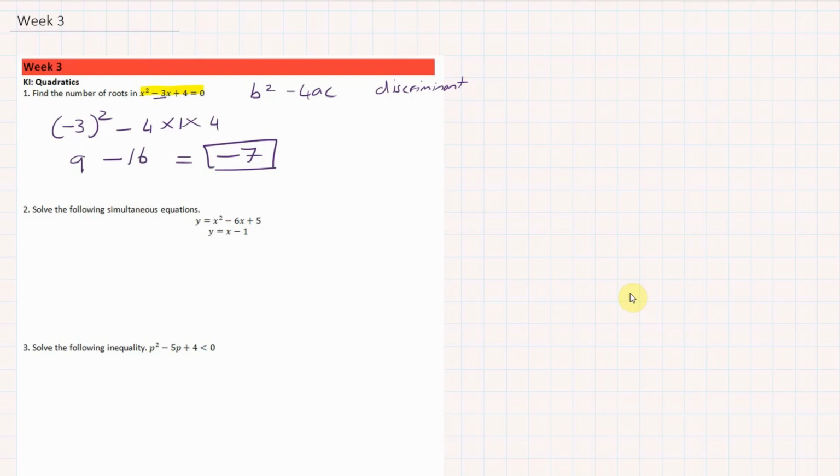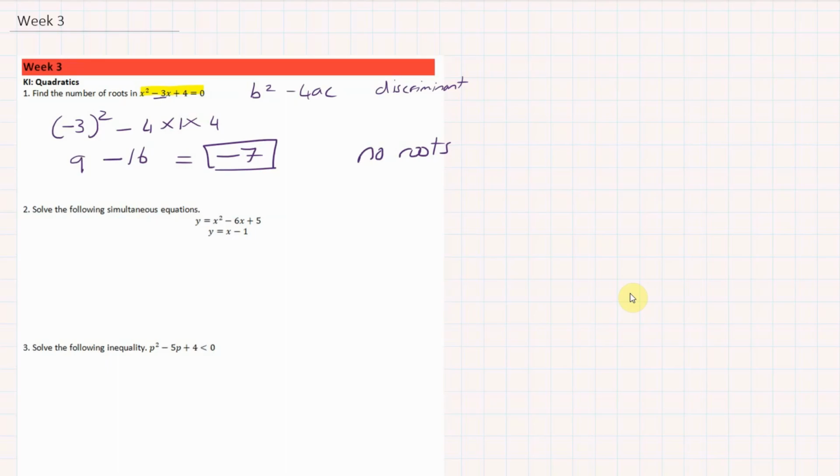Now, if we get a negative value, that means no roots, because the square root of a negative answer doesn't give us a real value. Sorry, not undefined, it'll give us an imaginary number, which we'll talk about in Pure Maths 3. Okay, so it's no roots.